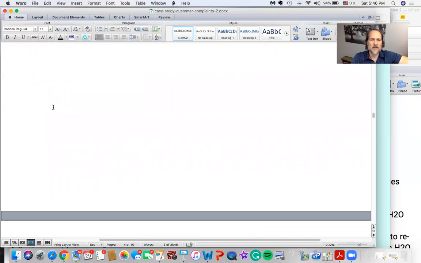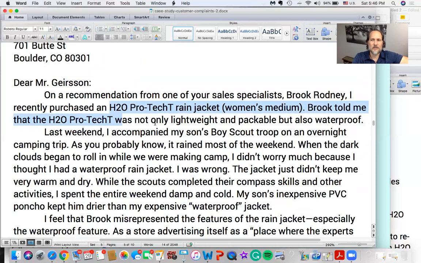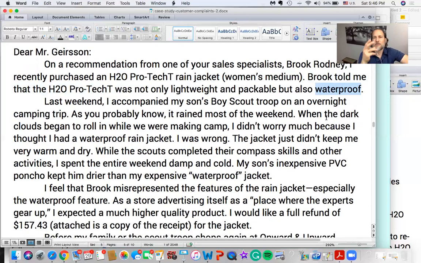Task 2, we've got a letter from Elise. She is not happy. What happened? She took this rain jacket. "Brooke told me it was waterproof." So we've got an issue. We don't really know if this thing is waterproof, water resistant. We're going to find out a little bit more. That's really key because sometimes the facts here are also a little bit in the shade, a little bit in confusion.